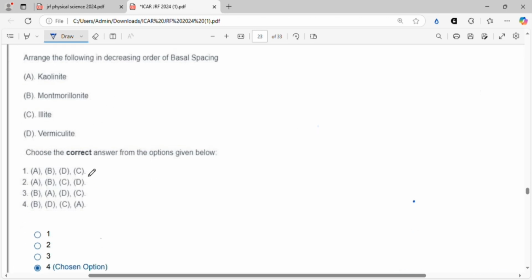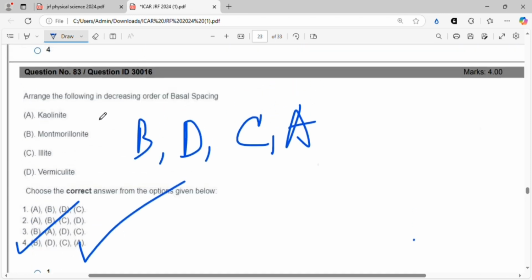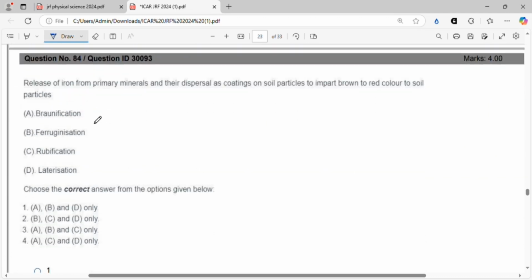So the answer will be B. I already wrote, then I rubbed it. B, D, C, A. B, D, C, A is option 4. All right. Let's move on to the next question.